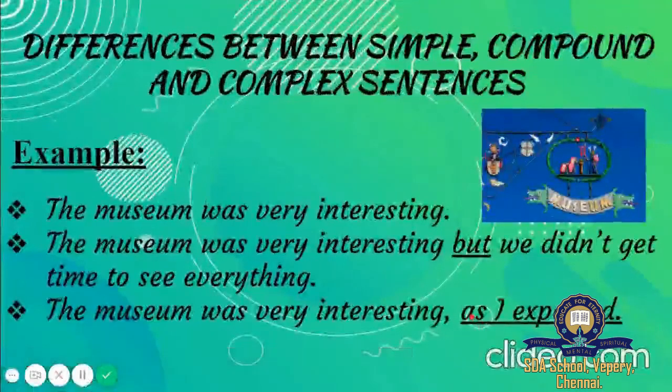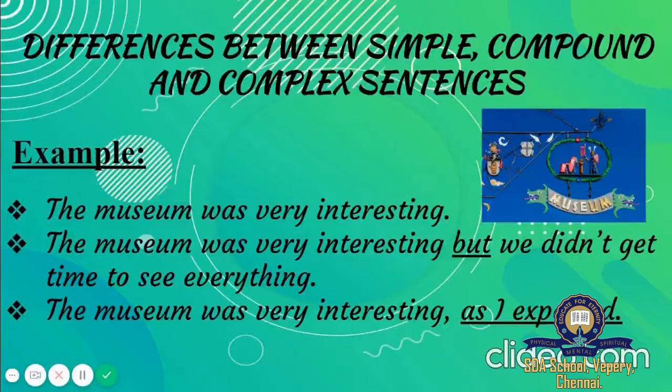The differences between simple, compound and complex sentences. Let's see the differences between these three kinds of sentences. Here we have an example. The museum was very interesting. This sentence has only one main clause. There is no added conjunction and it has no subordinate clauses in this. So this is a simple sentence. The museum was very interesting, but we didn't get time to see everything. This is a compound sentence.